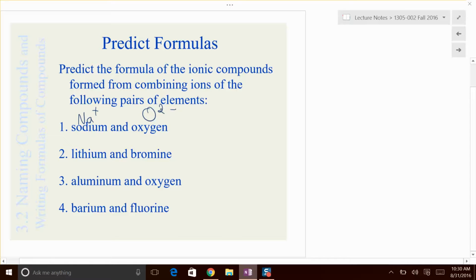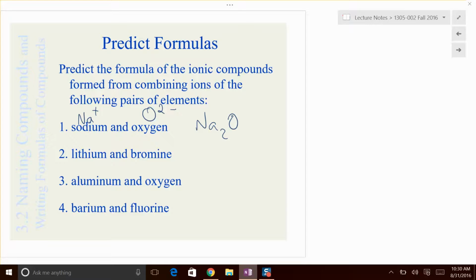What is the ratio of how they will come together? How many sodiums do I need to satisfy the 2 negative charges on a single oxygen? I need 2 sodiums. So Na2O is the formula, or the product of a reaction between sodium and oxygen. Okay? Na2O.